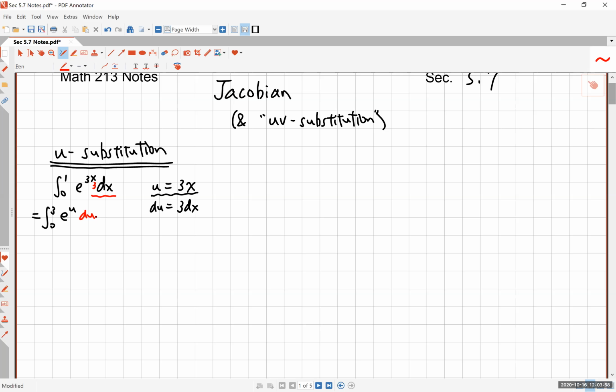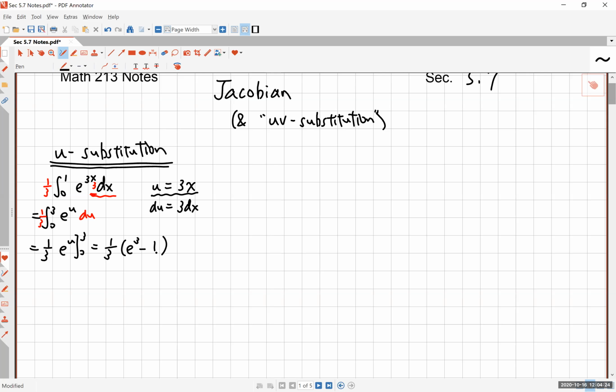So in order for you to add that little extra 3 inside here, you have to divide by 3 on the outside, right? So this will be 1/3 outside here, and you get 1/3 times e to the u going from 0 to 3, and the answer is 1/3 times e to the 3rd minus e to the 0th, which is not 0, which is 1, right? So this is typically what you do.